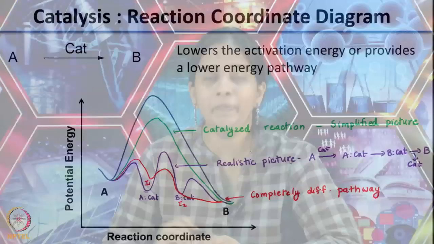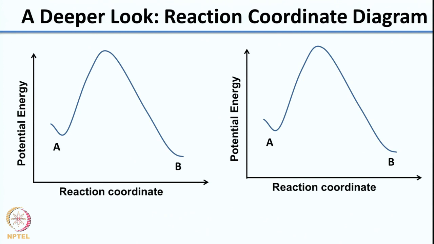So let us see the scenario shown in purple, which I call the realistic picture here. So here essentially what we had shown was that you have A going to A catalyst complex. This will go to B, which will still be attached to the catalyst, and finally you have B plus catalyst. So as you can see, the catalyst is regenerated in this entire pathway, and then the cycle can repeat again.